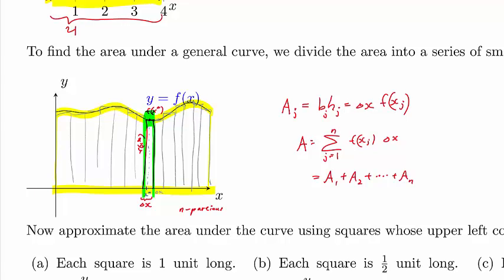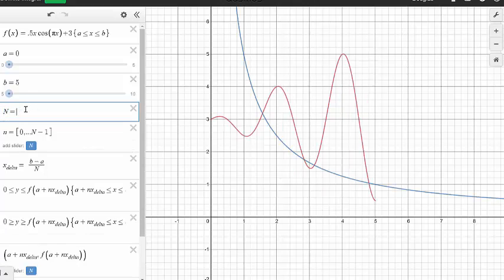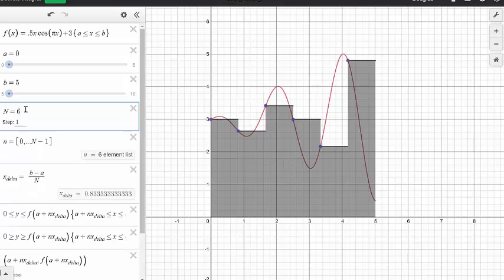Alright, let's go ahead and look at our demonstration. So here's the demonstration I have for you guys. If you notice, I have this broken up into these 5 partitions here, and I can change the number of partitions right from here. So if we want to make it not 5, make it 6 partitions, then we've got that extra one there. Notice the delta x down here. Now they all have the same width, and the shaded area, that's the area we're counting.